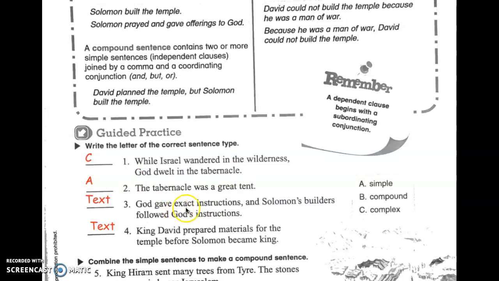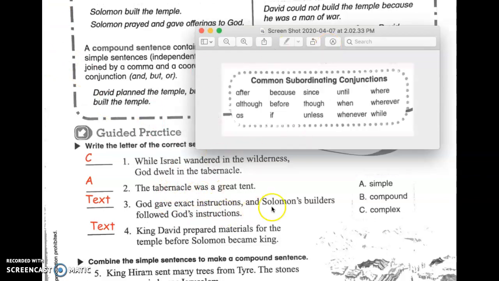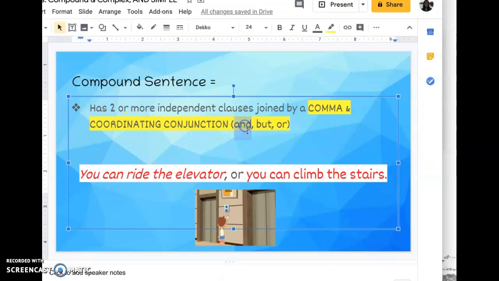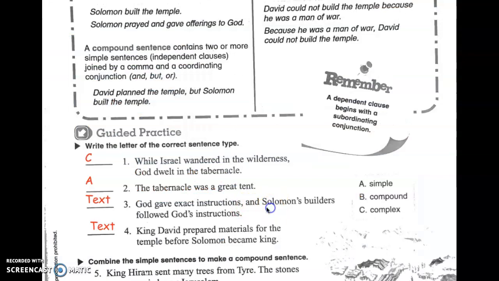Number 3: God gave exact instructions, and Solomon's builders followed God's instructions. So we do have a conjunction. What kind of conjunction do we have? Is it subordinating? No, right? It's a coordinating conjunction because we have and, making this a compound sentence. We have two simple sentences joined by a comma and a coordinating conjunction. That's why it's a compound sentence.